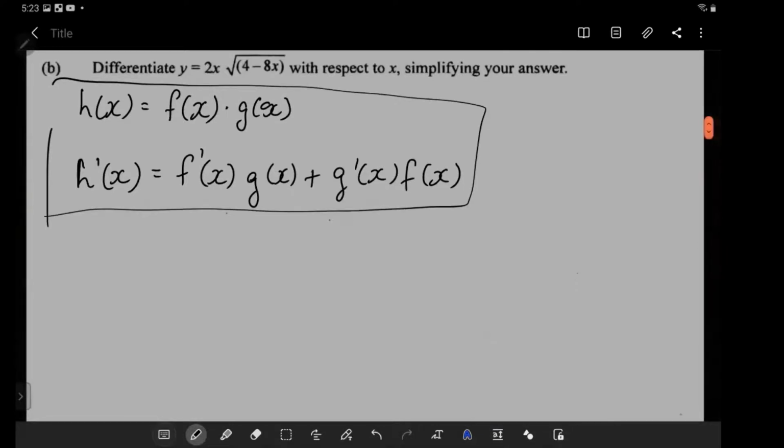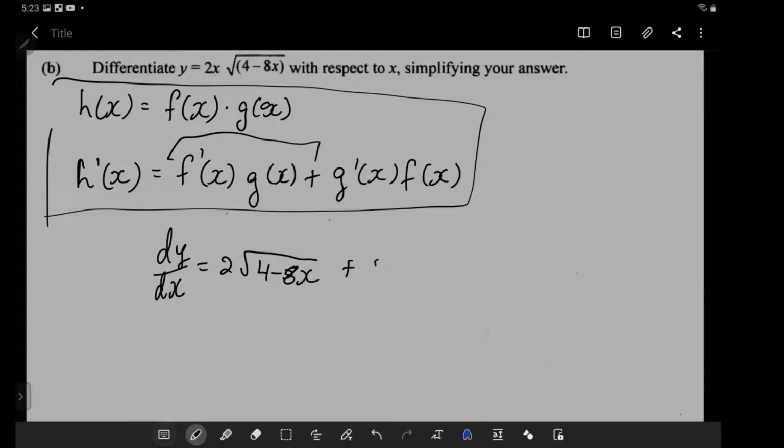So if we were to take the derivative now, right, the derivative, so dy dx of what we have there, y equal 2x times the square root of 4 minus 8x. If we were to take the derivative of the first function, we will get 2. So we have 2 times the square root of 4 minus 8x. That's the first part, plus the derivative of the second part times the first. So allow me to just write 2x first, right? That's this piece.